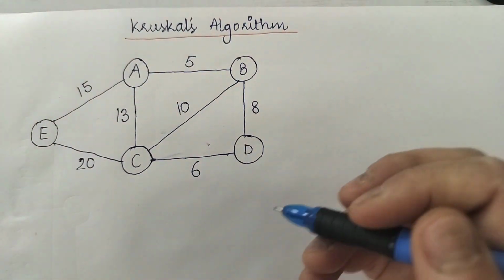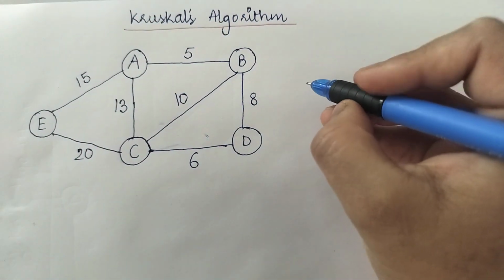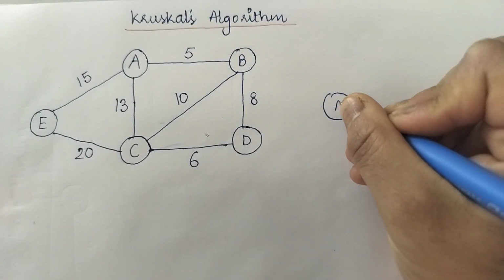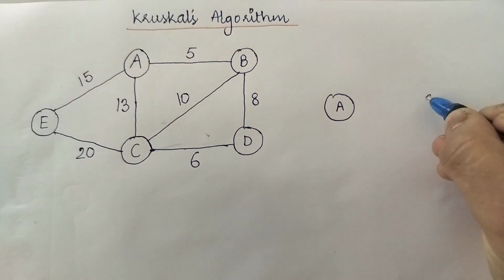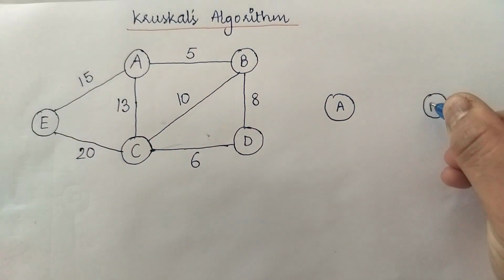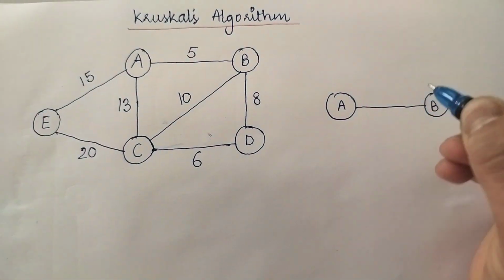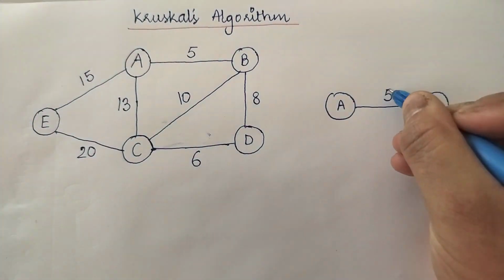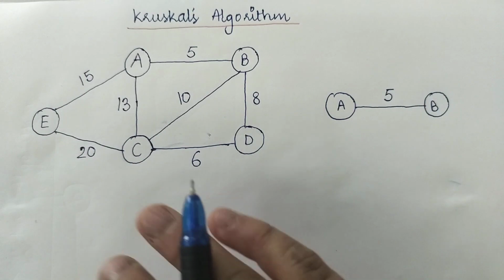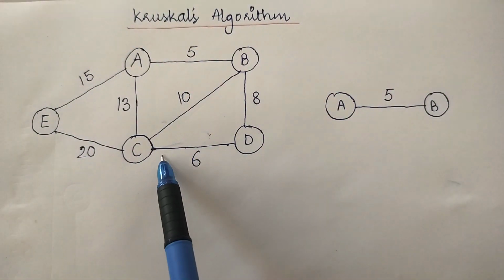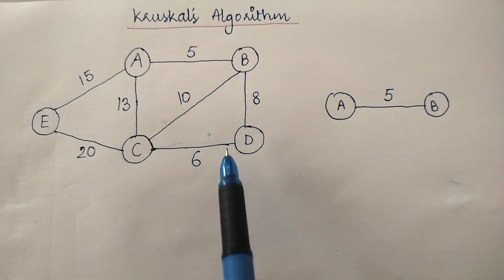So we draw our vertex A to B. We draw the edge between vertex A to B, which has minimum cost 5. So 5 is the minimum cost among all the costs. After 5, we see that the next minimum cost is 6 between vertices C and D.